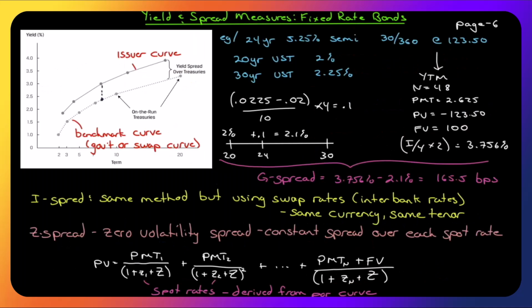So we know a corporate bond has a yield that is broken up into a benchmark rate and a spread. And there are different ways of measuring that spread. So we're going to do a couple on this screen. We're going to look at a G spread, an I spread, and a Z spread.